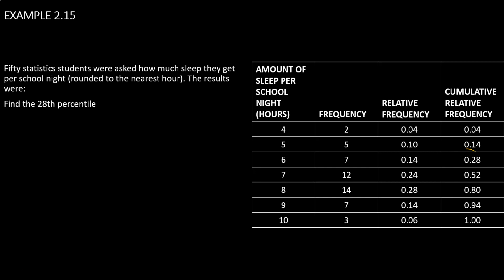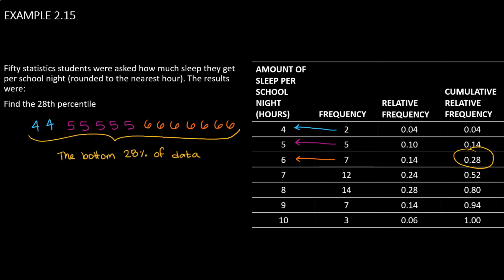In other words, a 0.28 cumulative relative frequency tells us that the 2 students who sleep 4 hours a night, the 5 students who sleep 5 hours a night, and the 7 students who sleep 6 hours a night make up the bottom 28% of the data. An easy mistake to make would be to say that the very last data value in that list of the bottom 28% of the data is the 28th percentile, but that's incorrect.